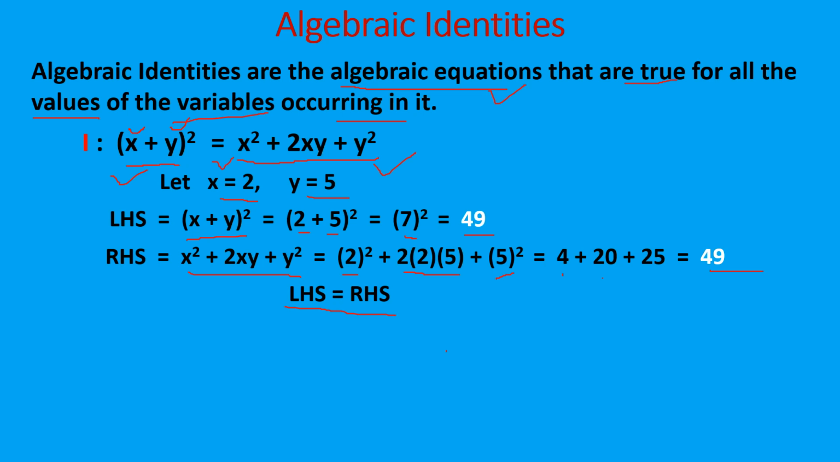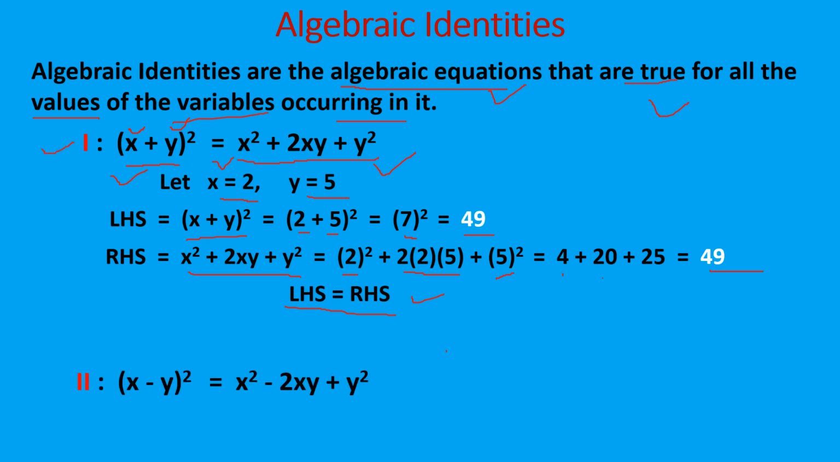So this is the only meaning of algebraic identities, that algebraic identities are the algebraic equations that are true. True means LHS is equals to RHS for all the values of variable. We can take any value of the variable. X is equals to 0, y is equals to minus 5, any value. Left hand side will be equals to right hand side. So this is our first identity.